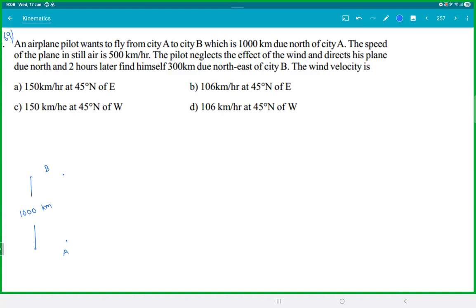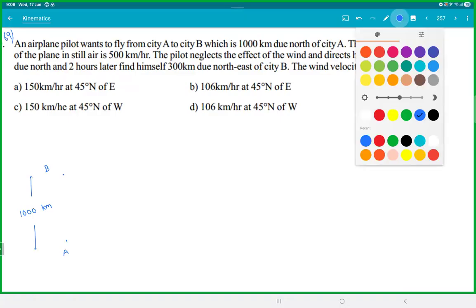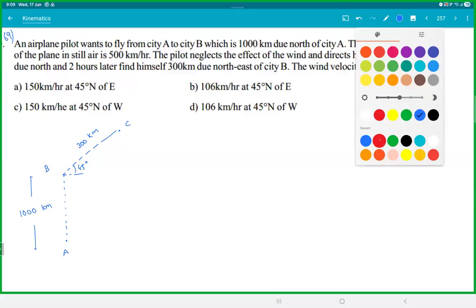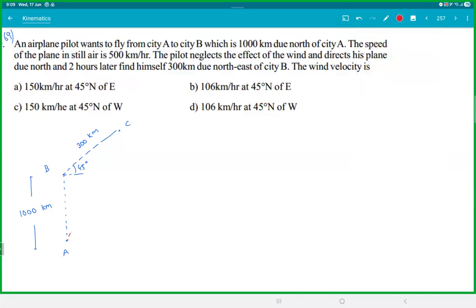So you took your plane, you just ignored the wind and you just kept flying straight. You say like, okay, I'll just fly straight. And then you observed after 2 hours, you reached a city C, which is 300 kilometers northeast, meaning from B to C, this distance was 300 kilometers. Northeast meaning 45 degrees. So this is 45 degrees. So you went there, meaning this is what happened. You wanted to go from A to B, but you went from A to C. Meaning if you look at the plane, this is how the plane was trying to go.